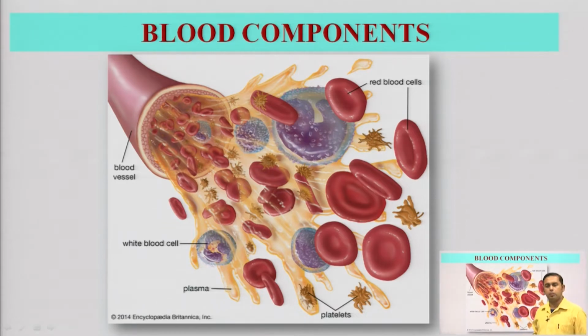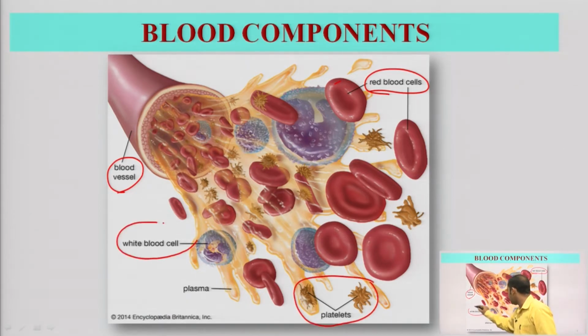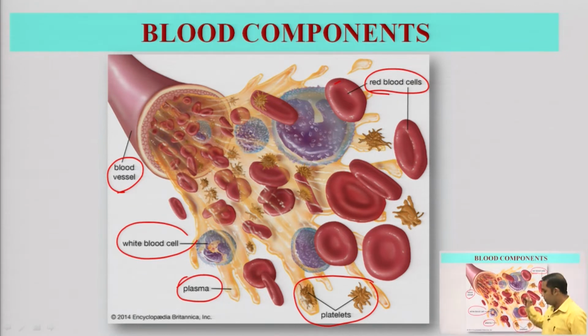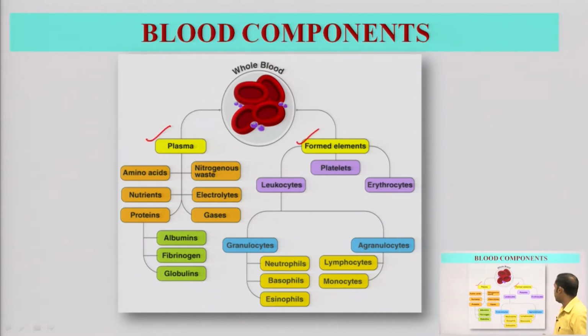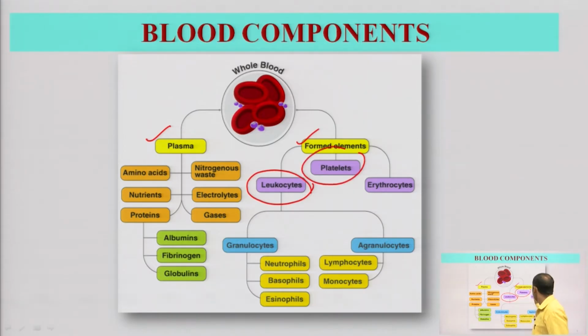Here you can see a very interesting picture. This is your blood vessel, artery, vein, whatever. If you look in detail, you will be able to see the red blood cell, which we simply call an RBC. Then you will find some platelets, white blood cells and plasma. If I tell you with more zoom and in the classification, this is your whole blood, you have plasma and you have some formed elements: leukocytes, platelets, erythrocytes.